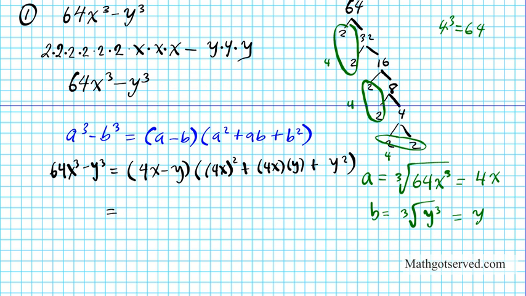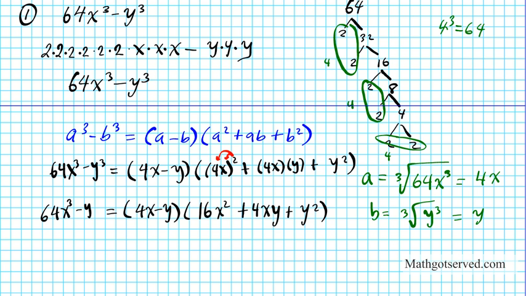Now, we need to simplify this a little bit more, and then that will be our final answer. So we're going to have 4x minus y times 4x squared. Please be sure to square. This square applies both to the 4 and to the x. You can't just square one of them. You gotta square both of them. So if I square 4, I'll have 16. If I square x, I'll have x squared. And then 4x times y, you have 4xy, and then plus y squared. So this is the factored form of 64x to the third minus y to the third.